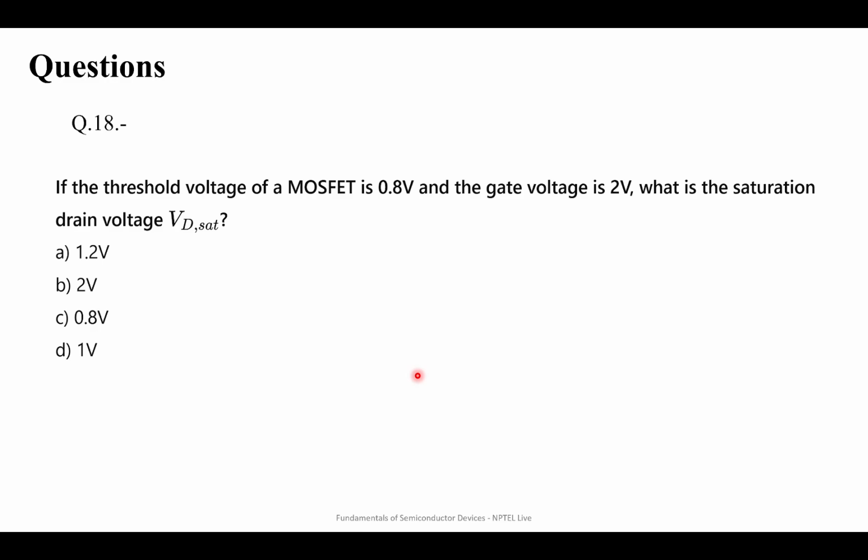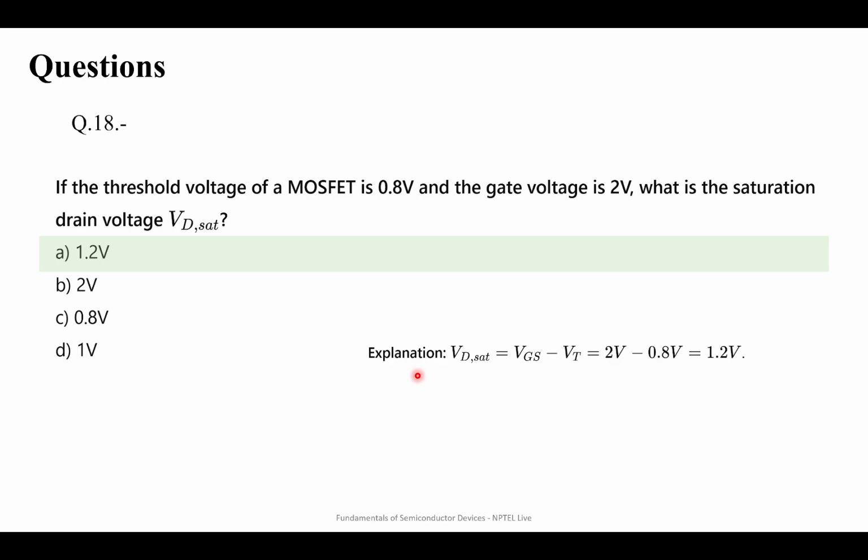So now it's numerical based, a small numerical. If the threshold voltage of a MOSFET is 0.8 volts and the gate voltage is 2 volts, what is the saturation drain voltage VD sat? 1.2 volts, 2 volts, 0.8 volts, 1 volt. Sir, is this 1.2 volt? That is correct. VD sat would be 1.2 volts.